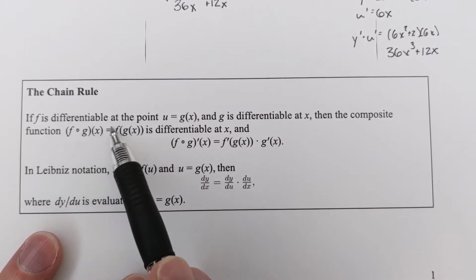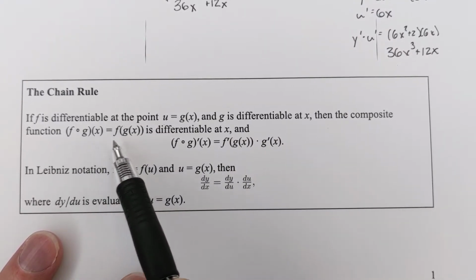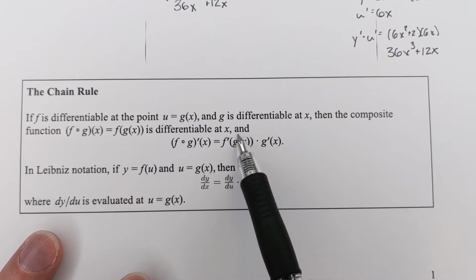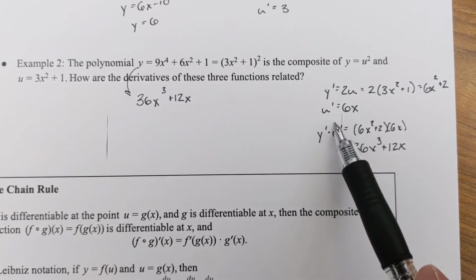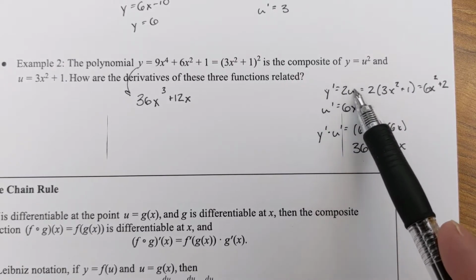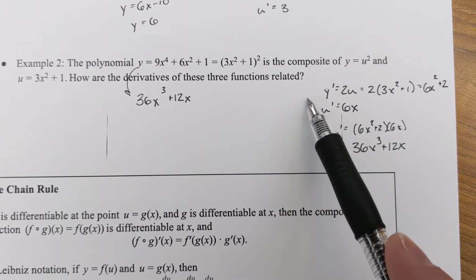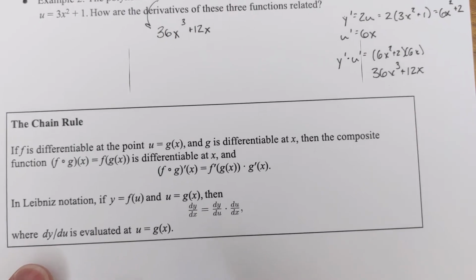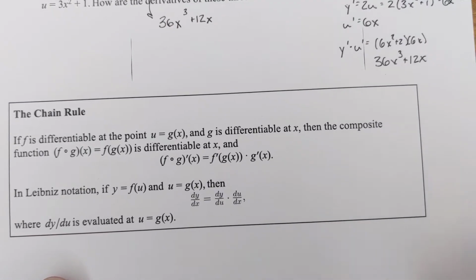Down here is the fancy definition for the chain rule. If f is differentiable at the point u and g is differentiable at x, then the composite function f of g of x is given by the product of the two derivatives: f prime, with g plugged back in, times the derivative g prime. So in this case, that's my u. This guy would be g prime, this would be f prime, and then I have to plug g of x back in. So this is what it is. Leibniz notation uses dy dx's, so it looks like this, and so on and so forth.